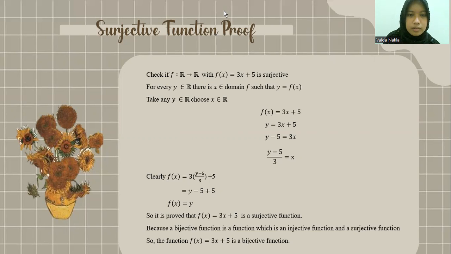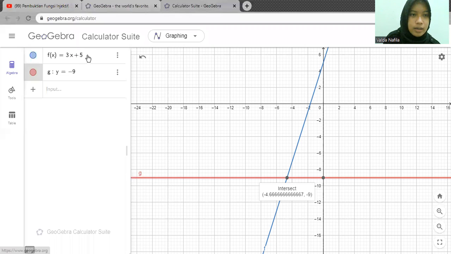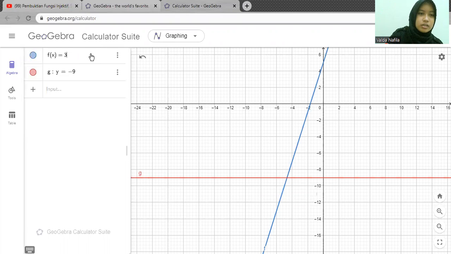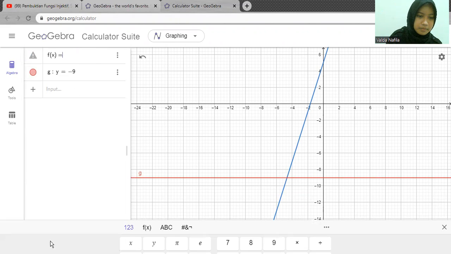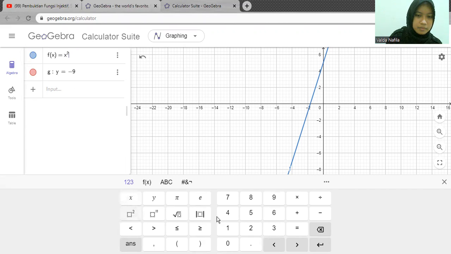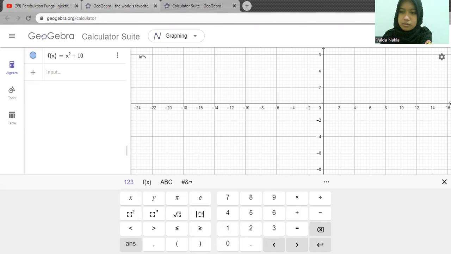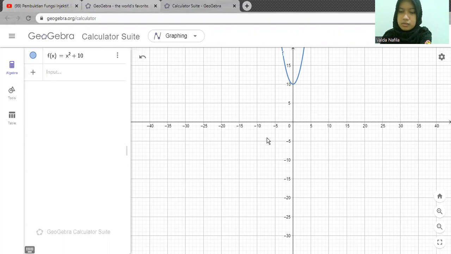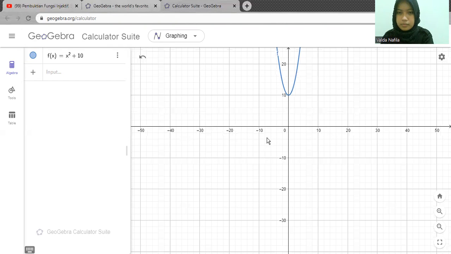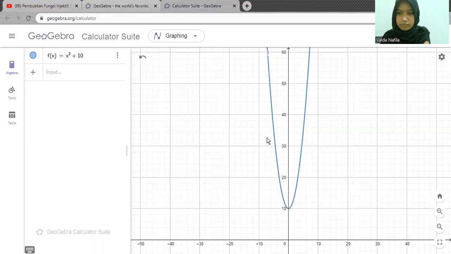To GeoGebra. I have another function. Okay, this is a graph of the function x squared plus 10.